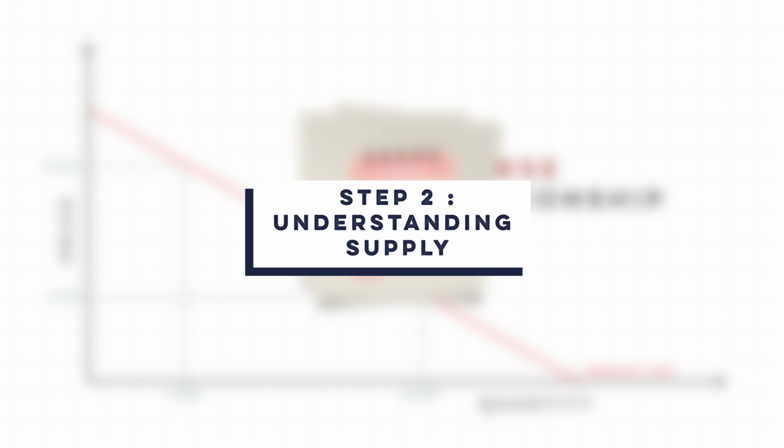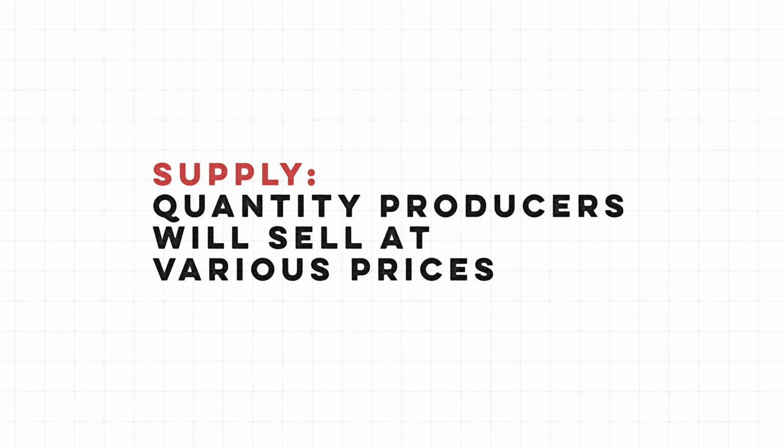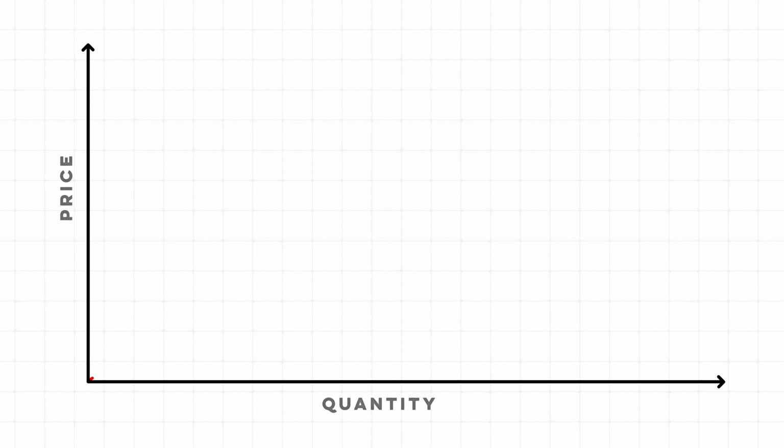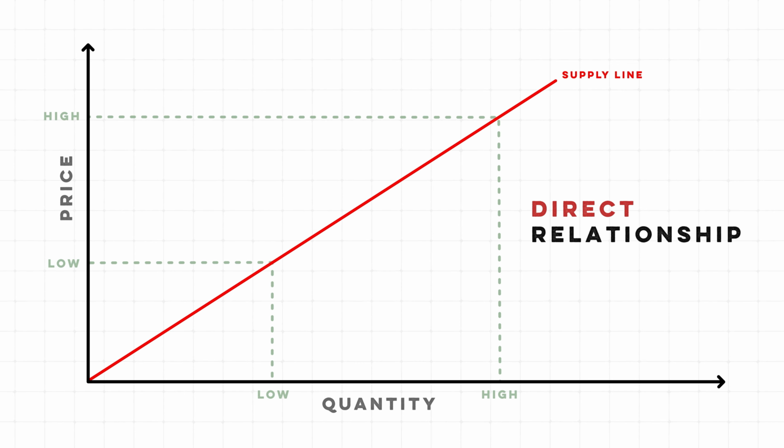Step 2 is understanding supply. Supply represents the quantity of a product producers are willing and able to sell at various prices. As the price of a product increases, the quantity supplied generally increases, and vice versa. An upward sloping line shows the direct relationship between price and quantity supplied.